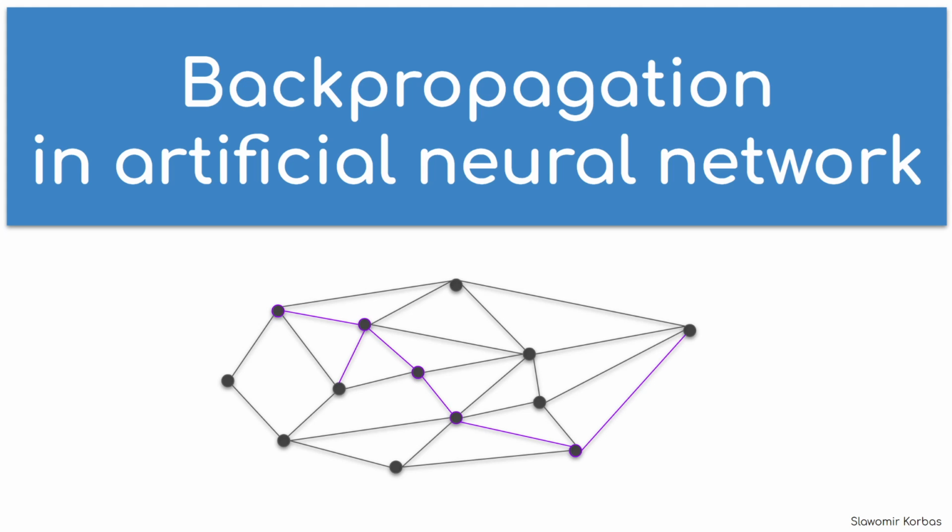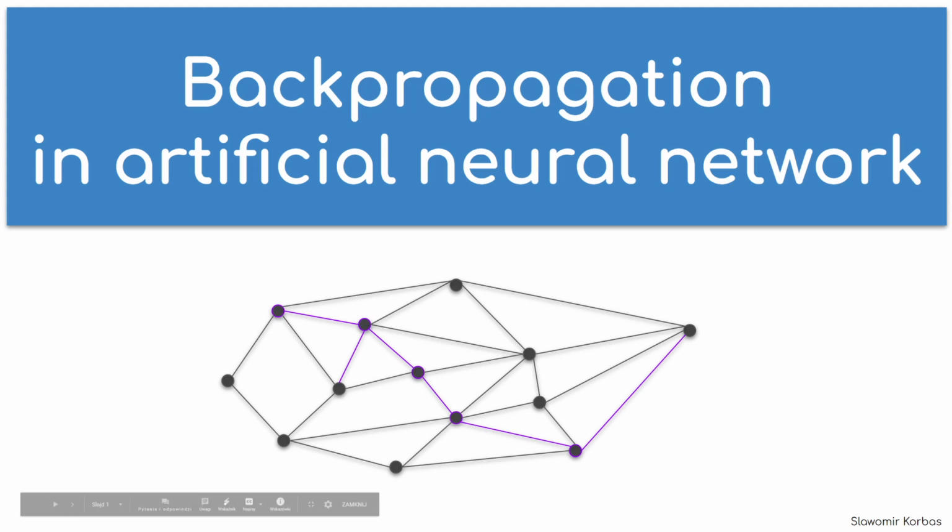Today I'm going to discuss backpropagation in artificial neural networks. Backpropagation is an algorithm that allows machine learning for neural networks. By applying backpropagation, we are able to solve multiple classification problems and also regression problems with the use of neural networks consisting of several hidden layers.